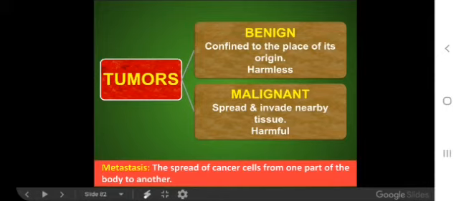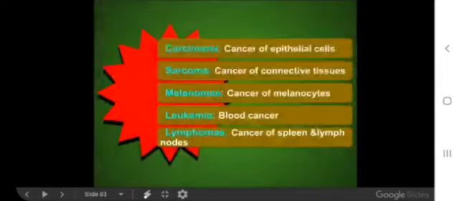Metastasis is a kind of process in which the cancer cells spread all over the body, from one place to another. They keep on going, and this is known as metastasis, and this ultimately becomes cancer.